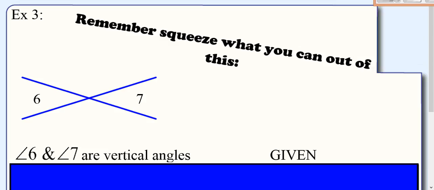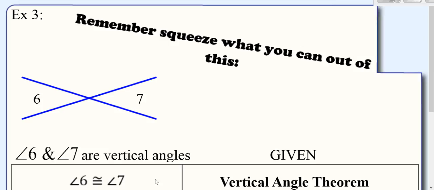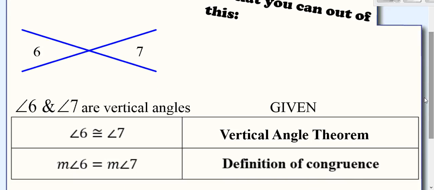So if you've got two vertical angles, angle 6 and angle 7 are vertical angles, there's more information from that. Since they're vertical angles, they're congruent, because all vertical angles are congruent. They're always congruent. And then since they're congruent to each other, that means their measures are equal. The measure of angle 6 is equal to the measure of angle 7.